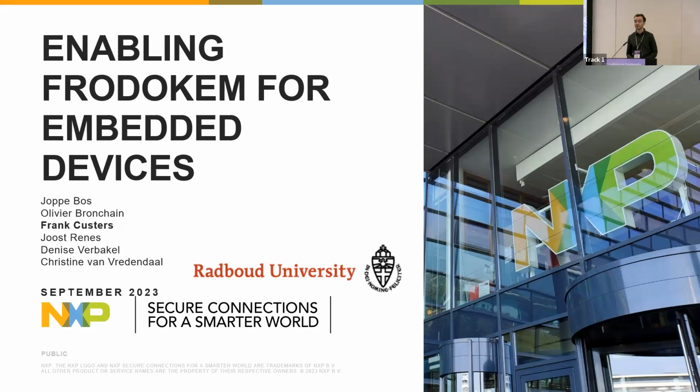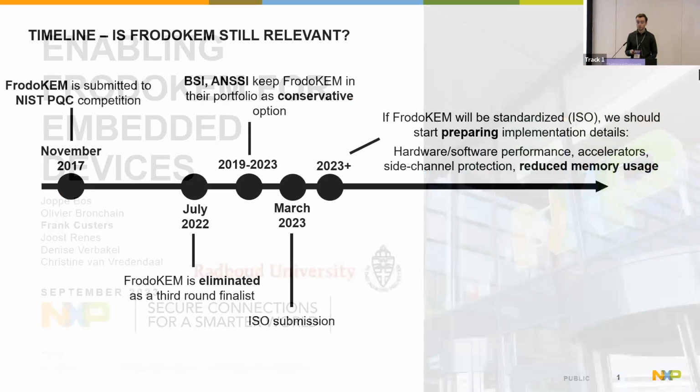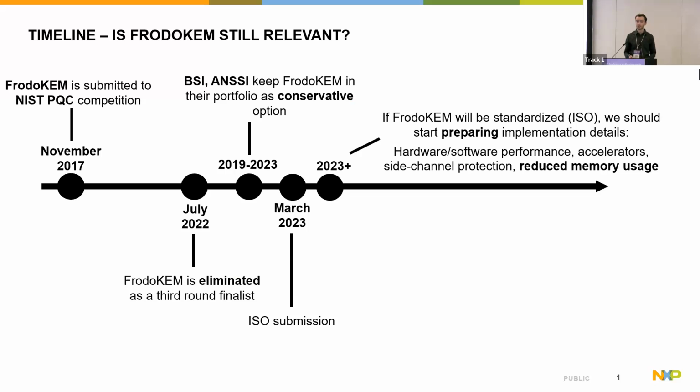So this work I did together with colleagues from NXP as well as a student from Radboud University. So first of all, why is ProtoChem still relevant? Because it's one of the schemes that got submitted to the NIST post-quantum competition, where it got eliminated as a third-round finalist. However, due to its more conservative approach to security, it's still of interest to some European authorities, such as the BSI and ANSI. And this has now also led to a submission to ISO for standardization. This means that we should now already start preparing implementation details. And the one thing we look at is reducing the memory usage of ProtoChem.